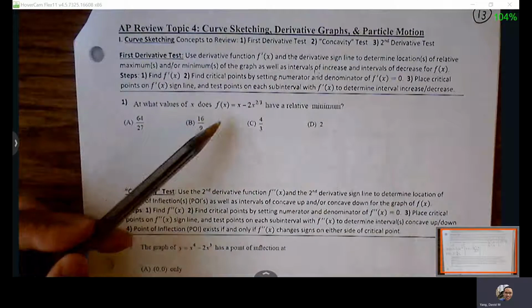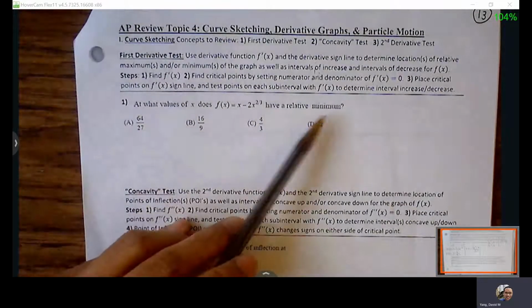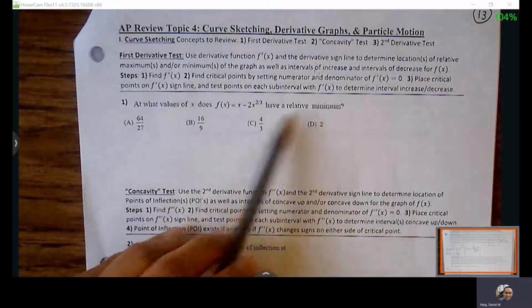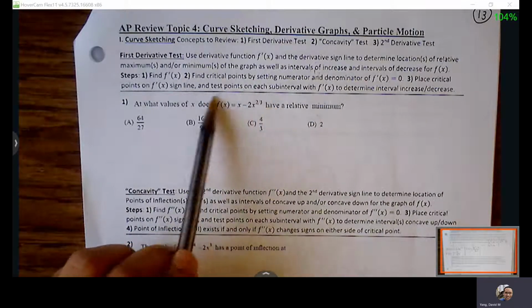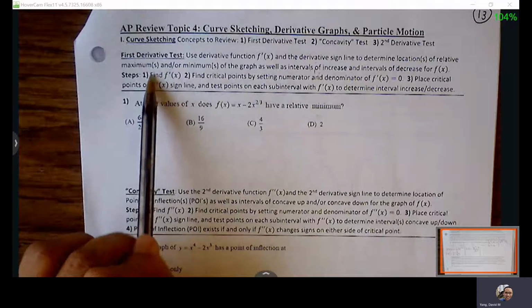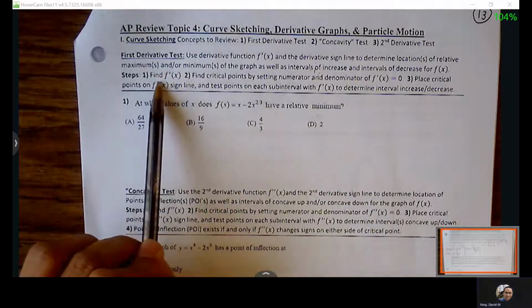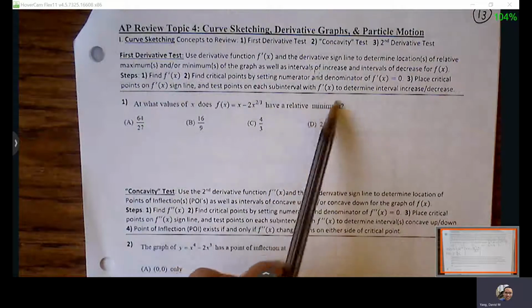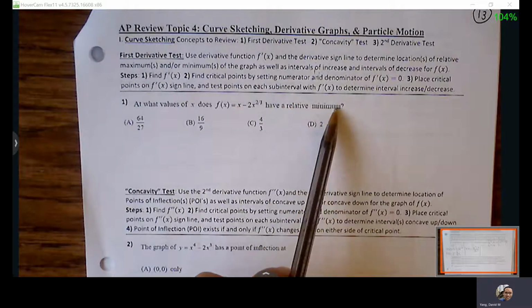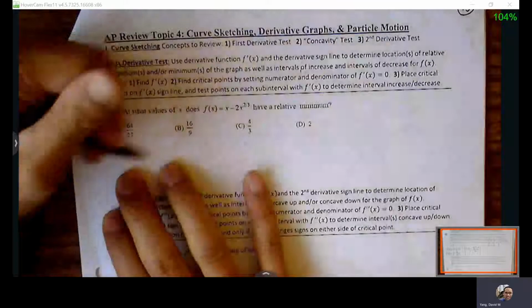Okay, so here's number one. At what value of x does our graph have a relative minimum? Relative minimum, no calculator, so we know we're going to rely on f prime. So let's go ahead and find f prime and go through these steps, create our slope sign line. And if we have the sign line all filled out, we should be able to just read the sign line and determine whether there's a relative max and where. Okay, so f prime first.